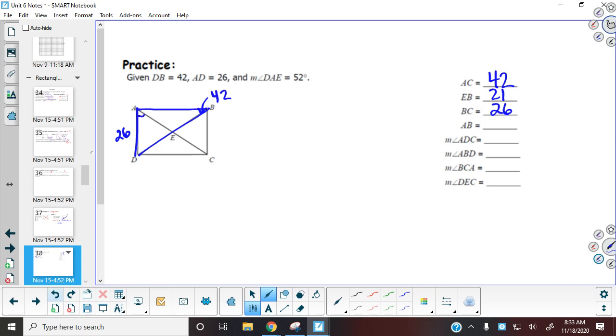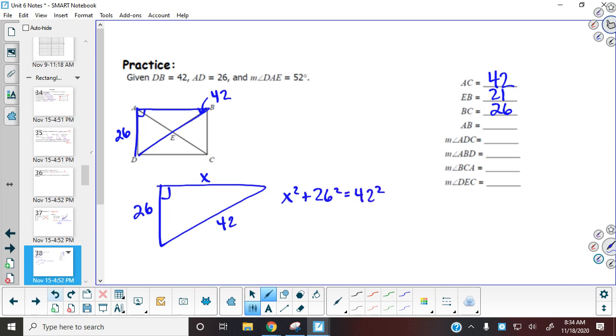AB, if we notice here, we have a right angle, so now we have a right triangle. Let me just draw this out. You've got 26 for this leg. You don't know this leg, but you know the hypotenuse is 42. So now we're back to using the Pythagorean theorem with the 42 being your hypotenuse. When I type this in, I've got 676 here. 42 squared is going to give us 1764. When I subtract 676 from that, I get x squared equals 1088. And then when I do the square root, I get a value of approximately 32.98.